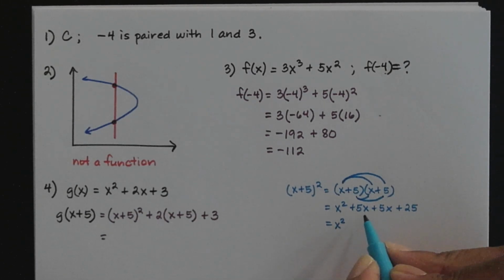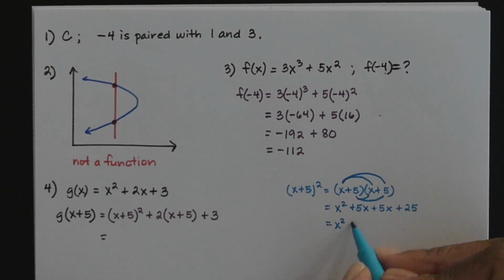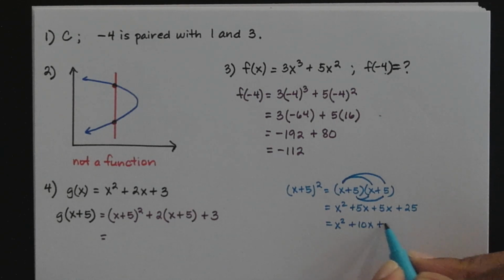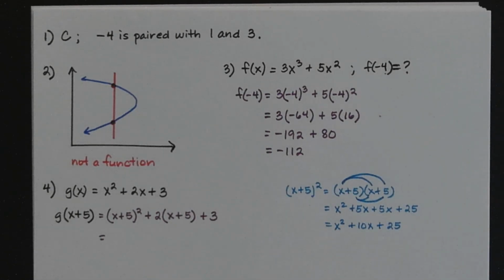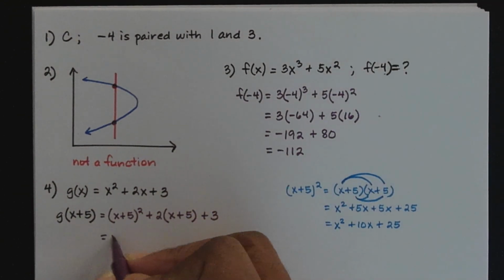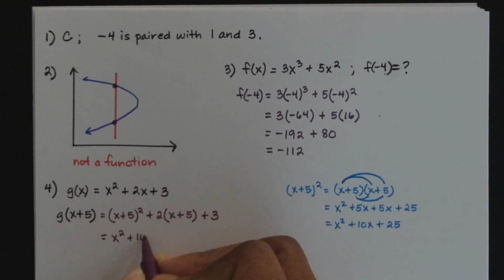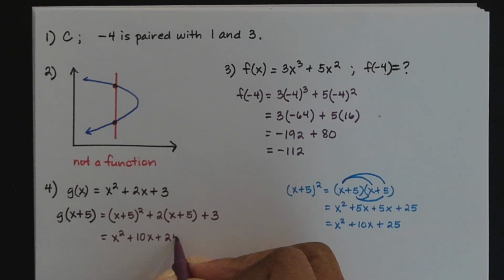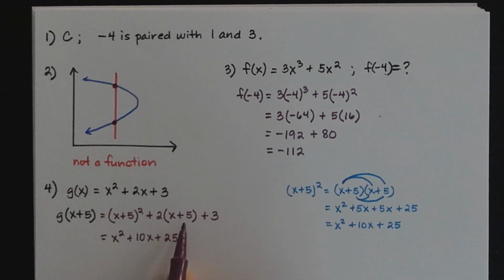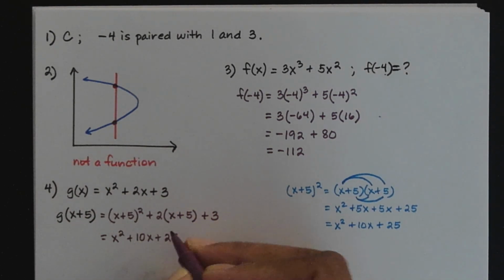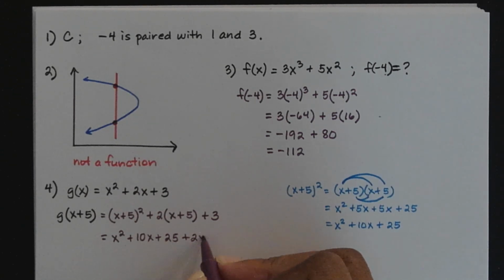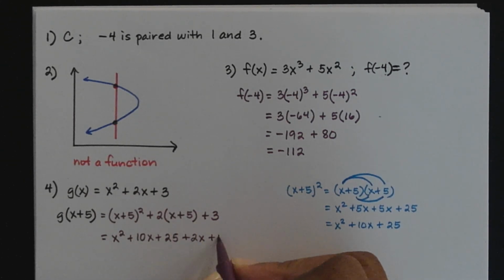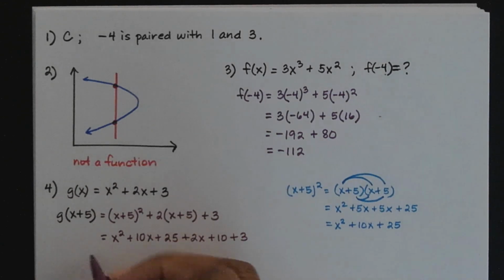So here we got x squared, 5x plus 5x will be 10x, plus 25. So that's what x plus 5 quantity squared would be: x squared plus 10x plus 25. Now for the 2 times the quantity x plus 5, we'll just distribute that. It'll be 2 times x, that will be a plus 2x. And then 2 times 5 is 10. And bring down the plus 3.